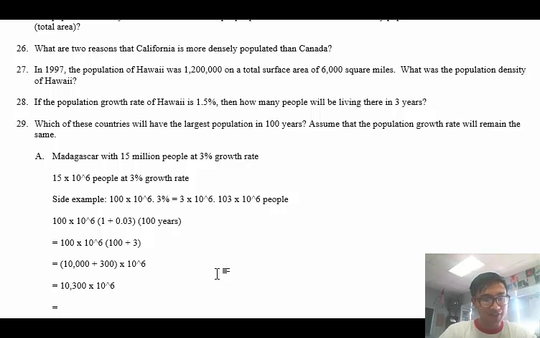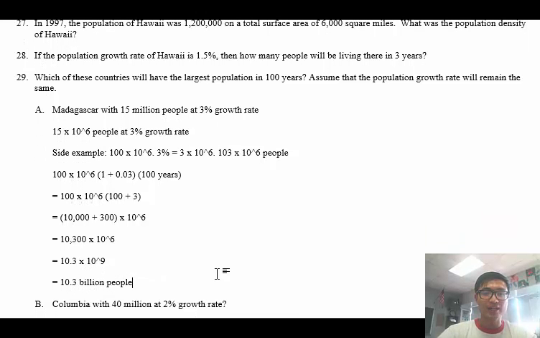But let's go ahead and fix that so that it's not this weird 10,300 times 10 to the 6th or 10,000 million, right? We could write it as 10.3 times 10 to the 9th. And if we're doing times 10 to the 9th, we're already at 1 billion. So all of these are equal to each other. So we could say 10.3 billion people. So if we had an initial population of 100 million people at a 3% growth rate, after 100 years, we could expect 10.3 billion people. Okay. So that would be our little side example.